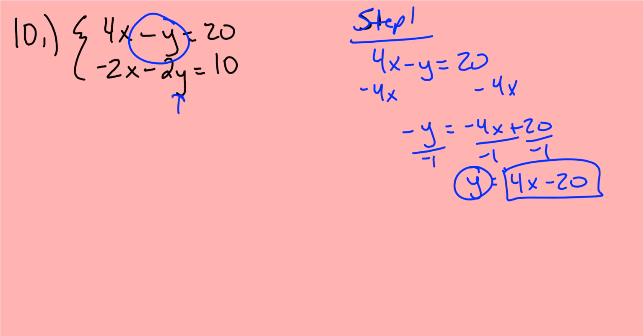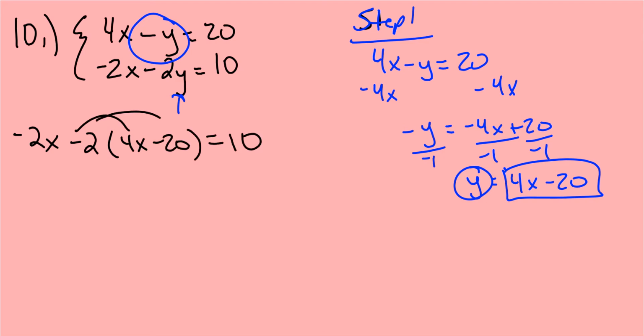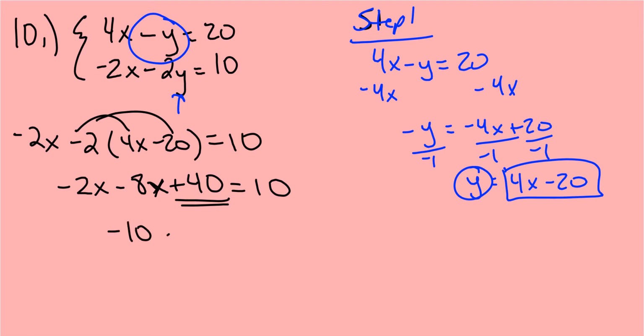So I'm going to rewrite the bottom equation. I'll put negative 2x minus 2, but instead of x, I'm going to put 4x minus 20 equals 10. I'm going to distribute the negative 2. Make sure it's a negative 2, so I get minus 8x plus 40. Probably the most common mistake is I will see that as a minus 40. I end up with minus 10x plus 40 equals 10.